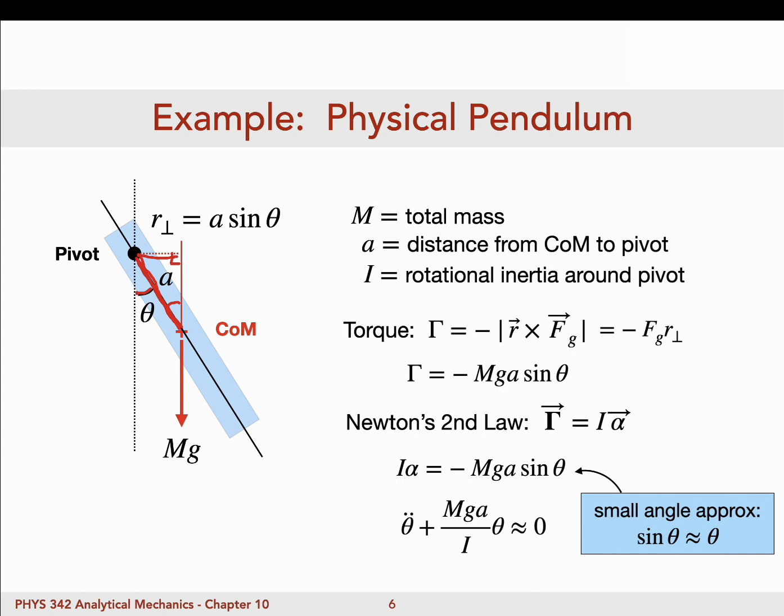If it's not clear, then I recommend you go through and write out all the steps to make sure it's clear. This is in the form of a simple harmonic oscillator. So you have the second derivative plus a constant times the same thing equals 0. So the constant out in front of the theta is going to be the angular frequency of oscillations squared. So if we take the square root of that, that gives us the angular frequency of oscillations.